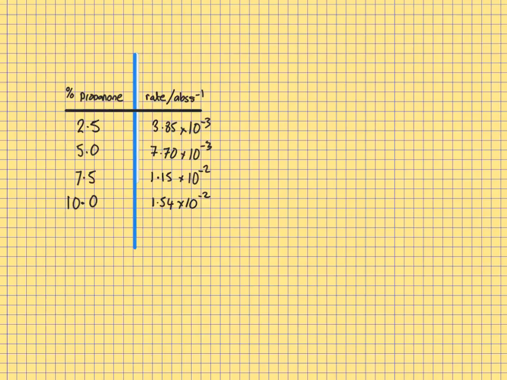So here is a table of the concentration of propanone and the rate. And it can be clearly seen, even looking at this data, as you double the concentration of propanone from 2.5 to 5, the rate doubles. As you double the concentration of propanone from 5% to 10%, 7.7 times by 2 is 1.54 times 10 to the minus 2. The rate also doubles. It's much easier to see this in a graph.